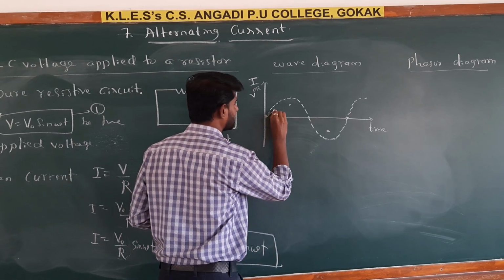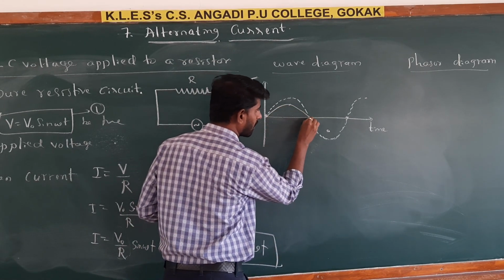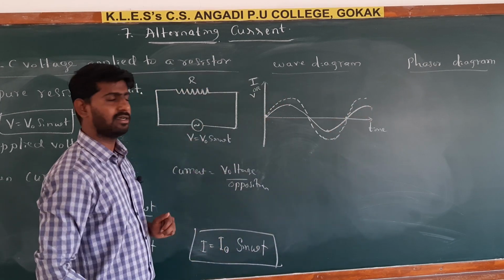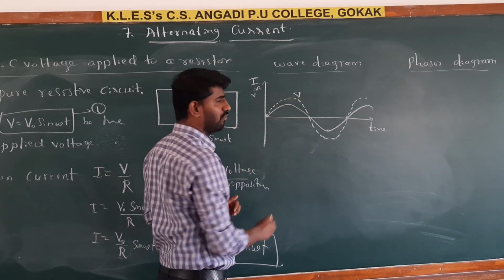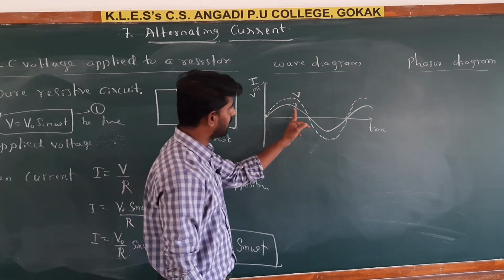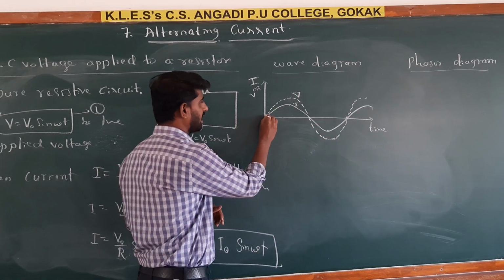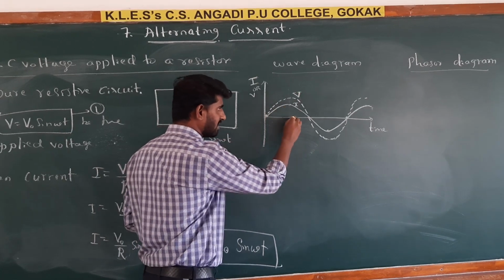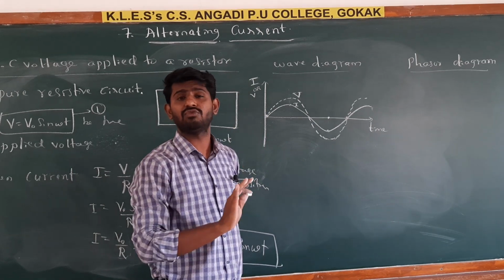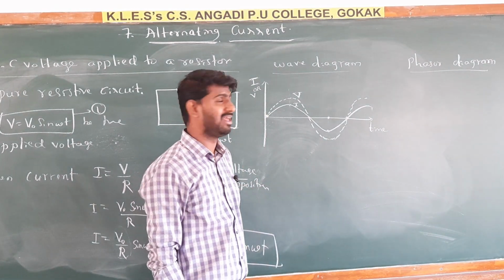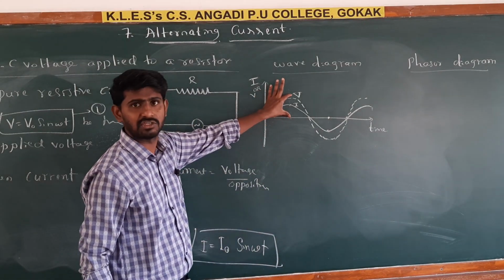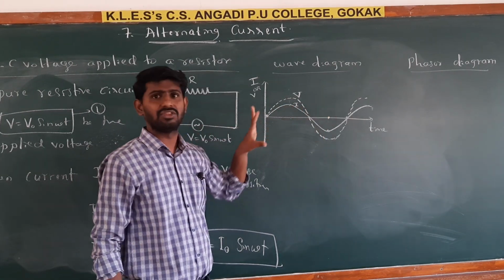Now this is like this. This dash line is the wave for voltage, and this line is the wave for the current. This is the current wave and this is the voltage wave, and see, both attain 0 at the same time, both attain the maximum at the same time, both attain the minimum at the same time. So that's what we call no phase difference. And observe the diagram, the magnitude of current is lesser than the voltage.